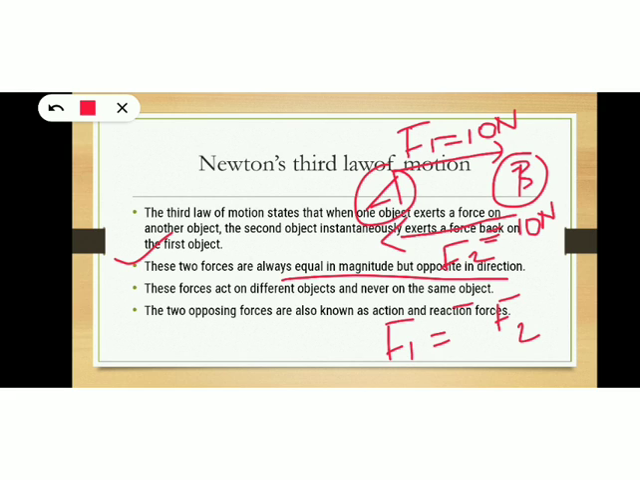And these two forces act on different objects, right? The force exerted by A acts on B. Similarly, the force exerted by B acts on A. So the force exerted by A on B can be considered as action. Then the force exerted by B on A can be considered as reaction. So this is the action-reaction pair, and this action-reaction pair or forces always act on different objects. They never act on the same object.